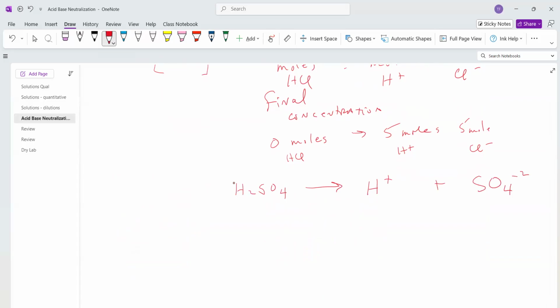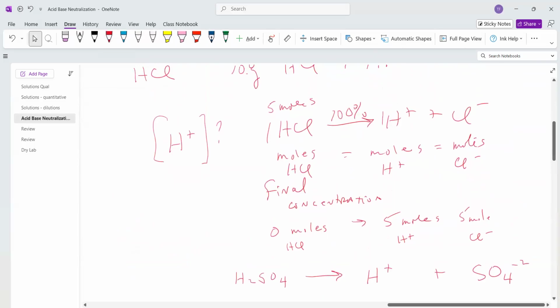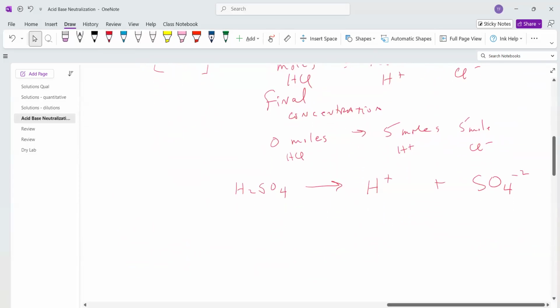Okay, so up here we balanced the equation: 1 HCl, one of these, one of these. So let's balance this equation. Is this one balanced? Well, how many H's do we have on the left? 2. On the right, 1. Now we have 2. How many SO4s on the left? 1. On the right, 1. So it's balanced now.